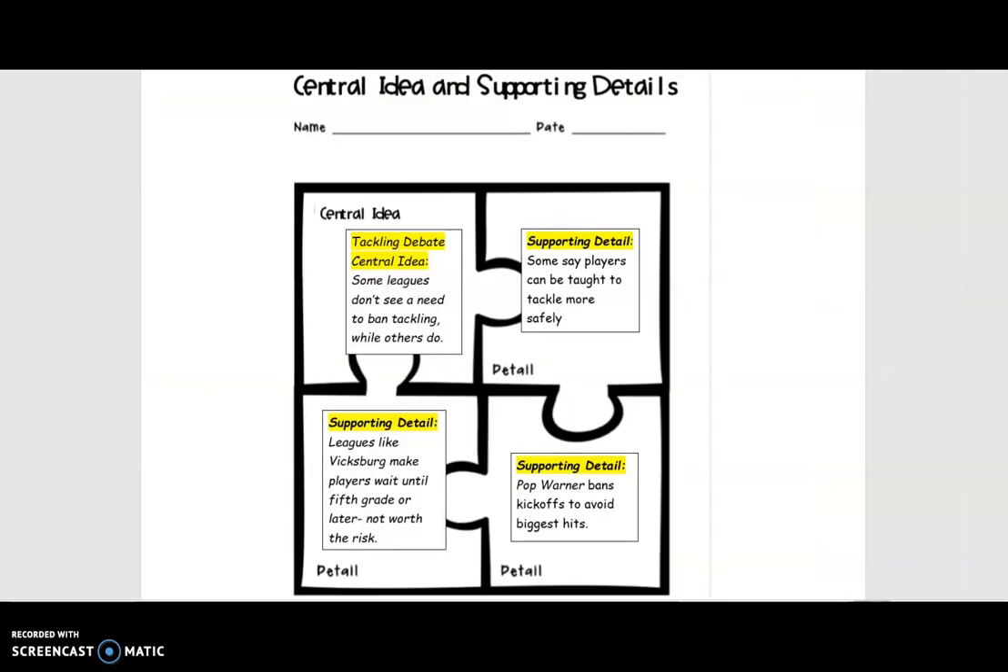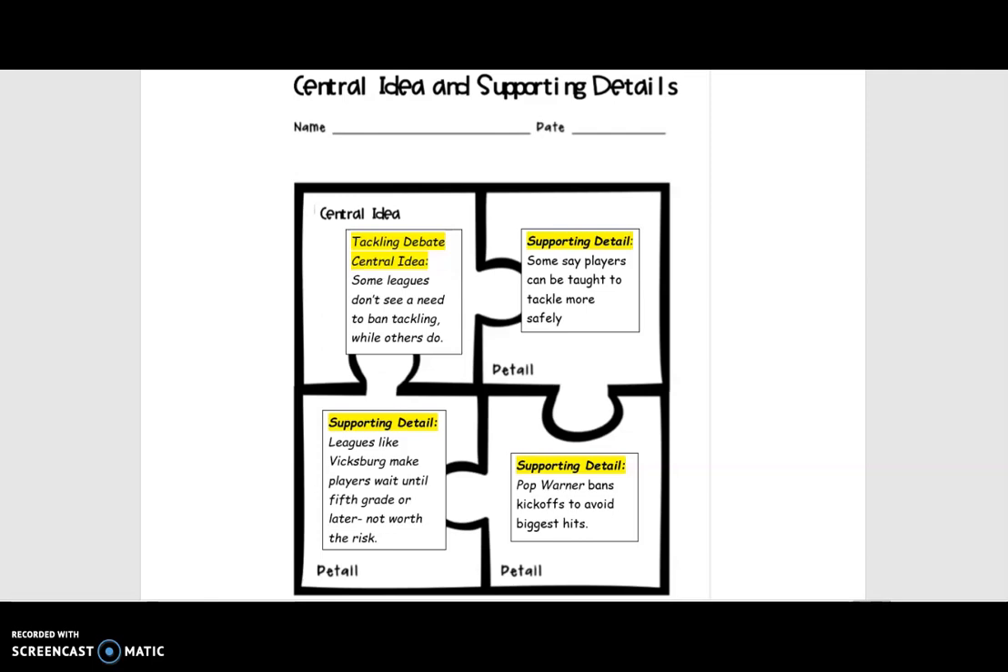So I looked at the last section of the text Game Changer, which was Tackling Debate, and I put the central idea and the highlighted supporting details into this graphic organizer. As you can see, they all fit and work together just like puzzle pieces in a puzzle.